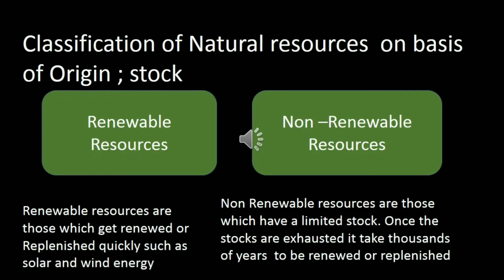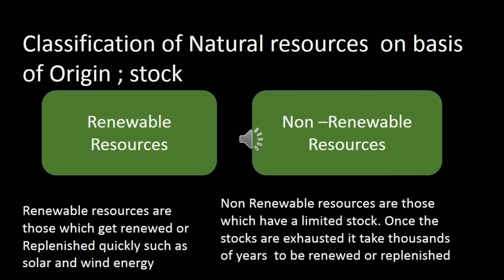Then the classification of natural resources on the basis of stock. When I say stock, it means what should be there. This classification by stock gives renewable resources and non-renewable resources. Now let me tell you about renewable and non-renewable resources. Many children make a lot of mistakes in this and get confused, so please try to understand it.